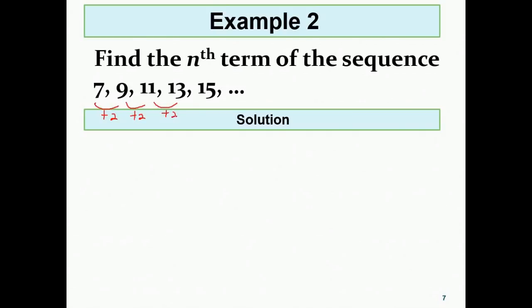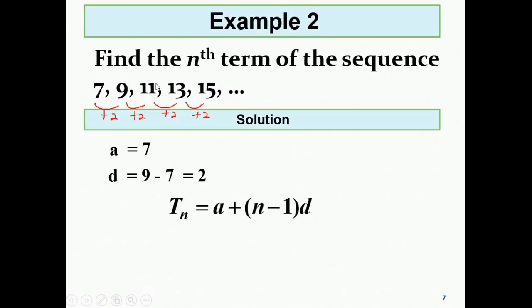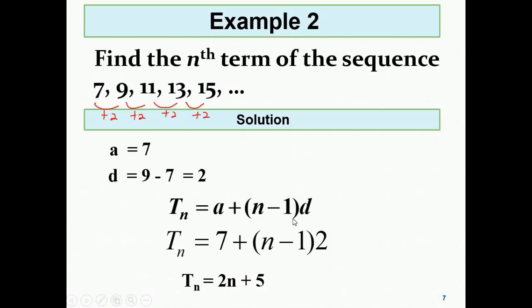How to get the nth term? So finding the first term. The first term is 7, and the common difference is 9 minus 7, which is the second term minus the first term, and substitute all the values A and D into the formula A plus n minus 1 D. So just substitute the values. Then we have 2n plus 5. Is that correct? Good.